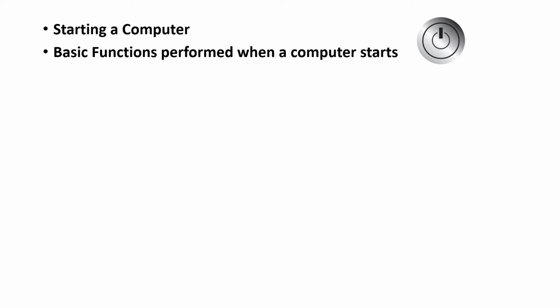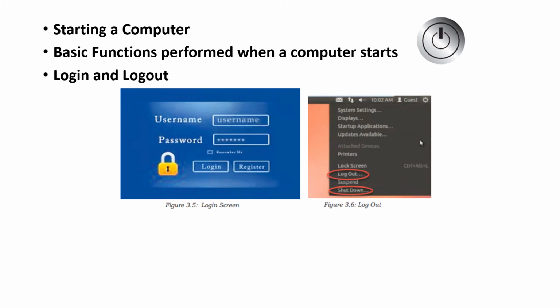Is now ready to take user input. So if you have a next screen, or in your computer if you have a login or a log system, it will appear there also. This screen is for Ubuntu operating system. You can see over here a username and password, or in a second figure you can see a logout and shutdown option as well. So you can do these basic functions in a computer.